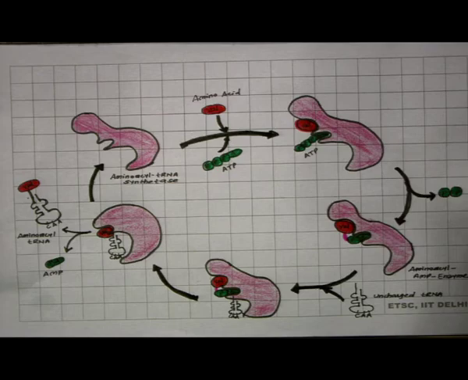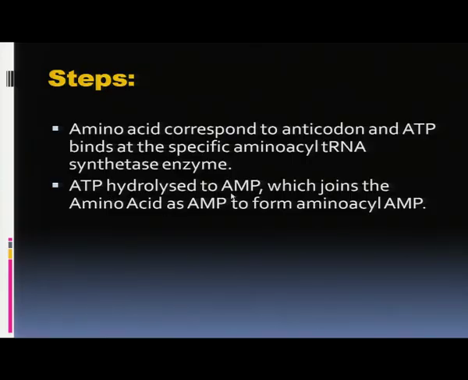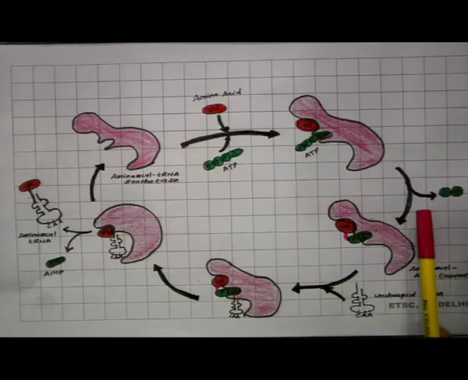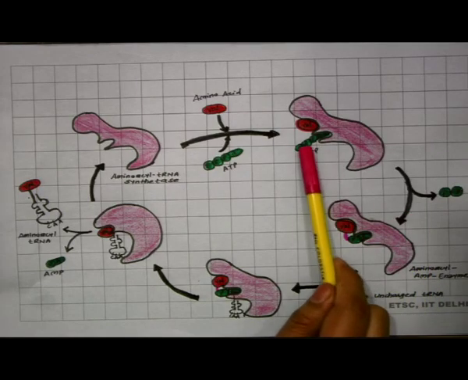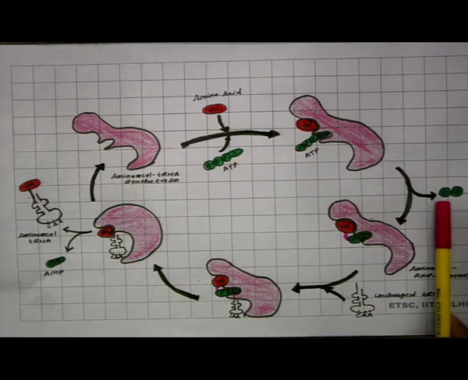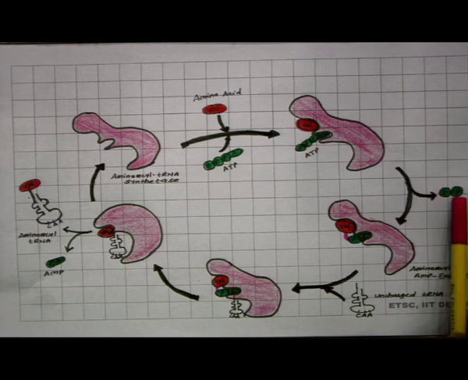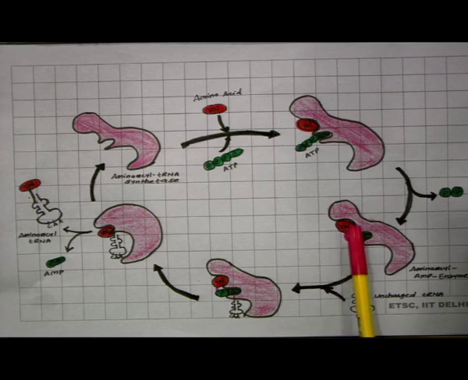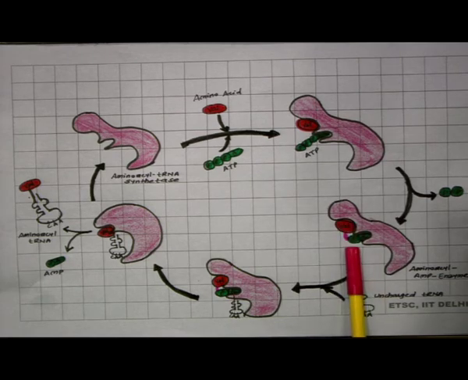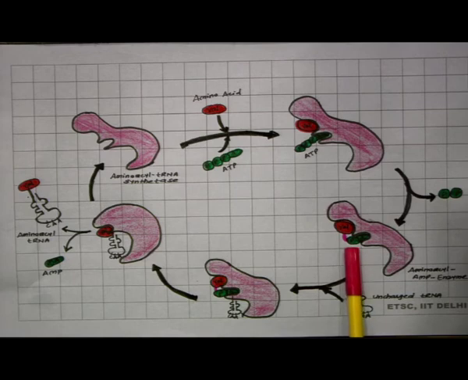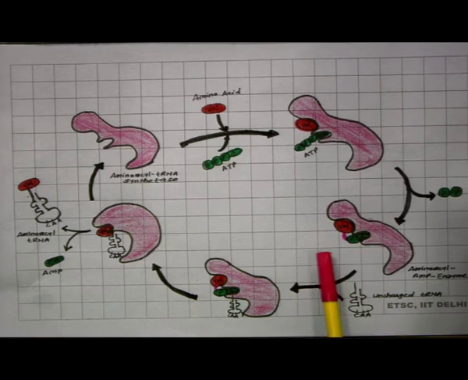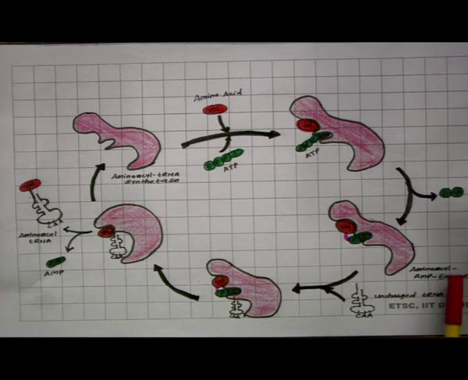Next, ATP is hydrolyzed to AMP, which joins the amino acid as AMP to form amino acid AMP. In the next step, you can see over here the 2 phosphates of the ATP will be removed, and because of that removal of the phosphate, whatever energy is liberated is utilized in the binding of amino acid with the AMP, adenosine monophosphate, and the binding of these two in the amino acid transfer RNA synthetase enzyme gives amino acid AMP enzyme.